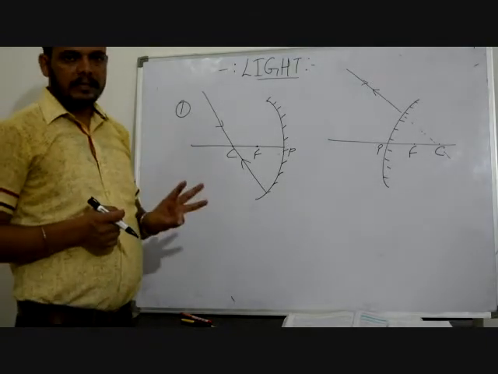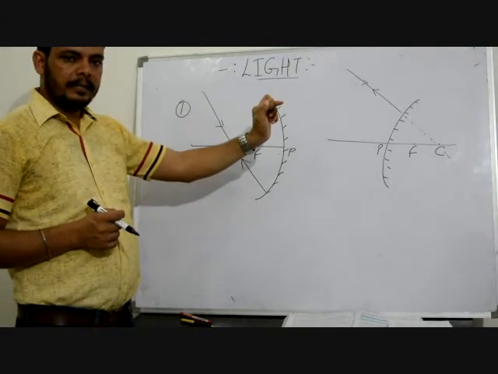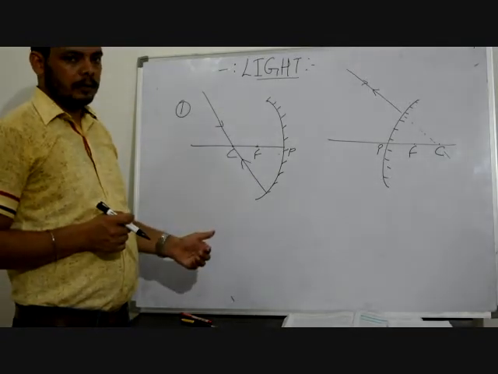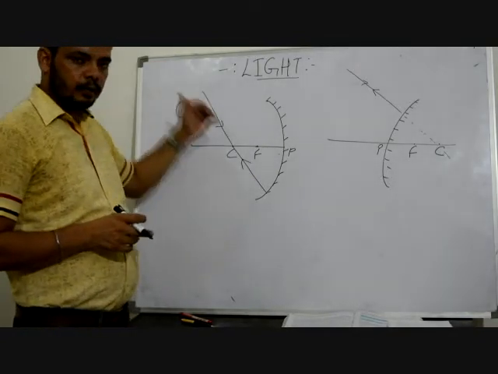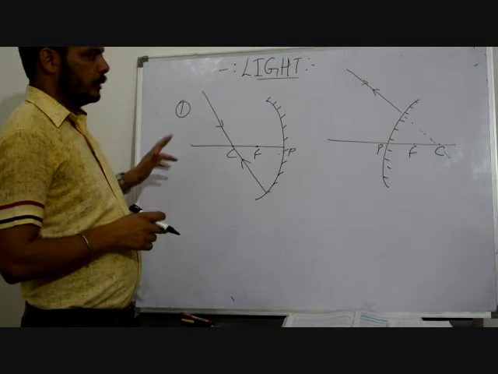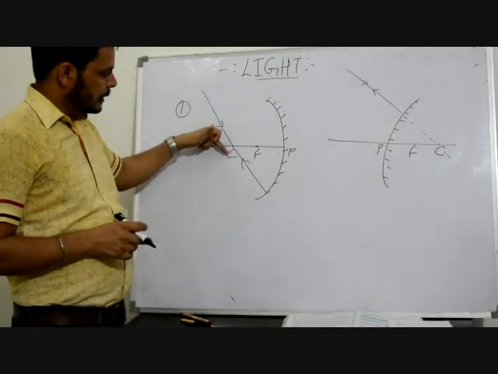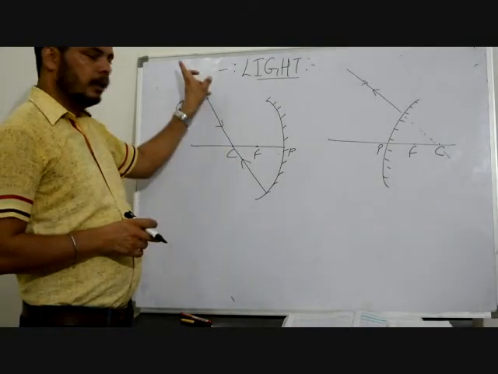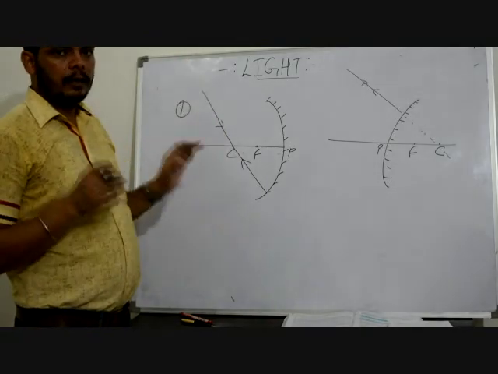So you have learned three things. Any ray which is parallel to the principal axis will go through the focus. Any ray which is directed toward the focus will become parallel. Any ray which is directed toward the center of curvature will go back along the same path from the center of curvature.